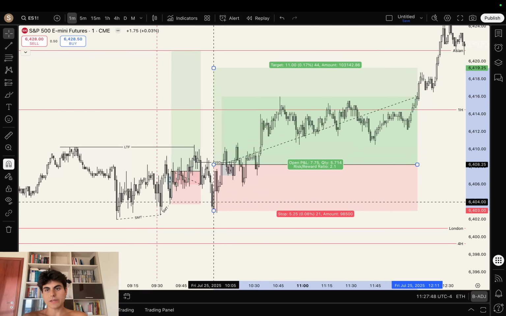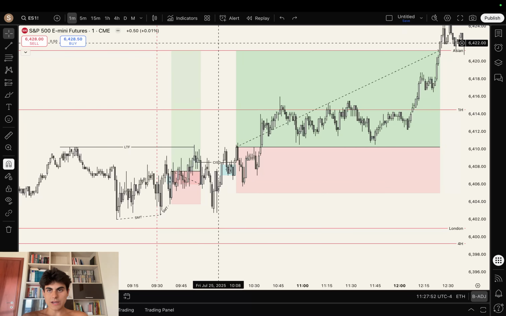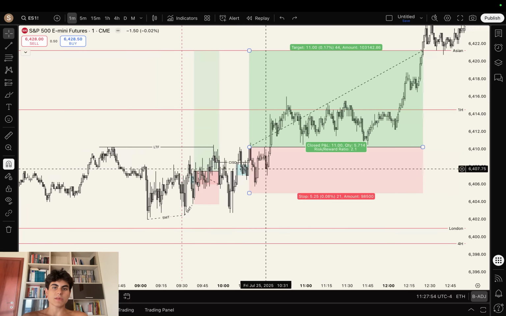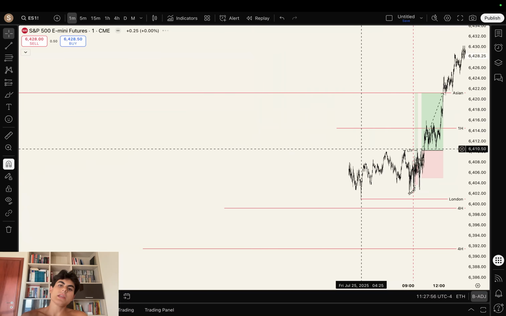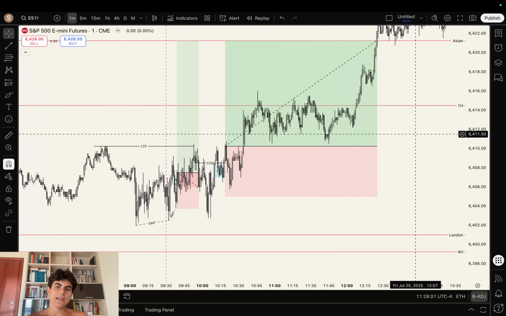And I entered there, and I only had one TP, this Asian high, and then this 1 hour high was my break-even point. And yeah, the full buys played out both on NQ and on ES. And it's literally all I have to say.